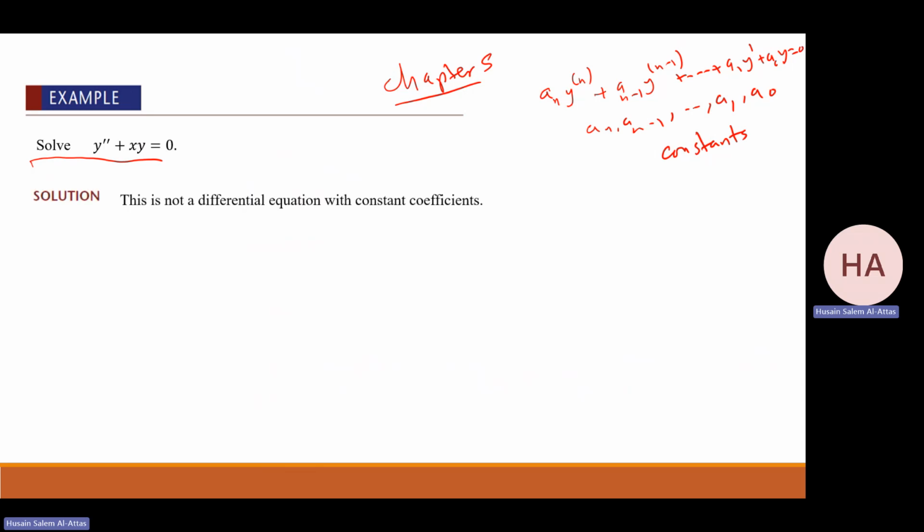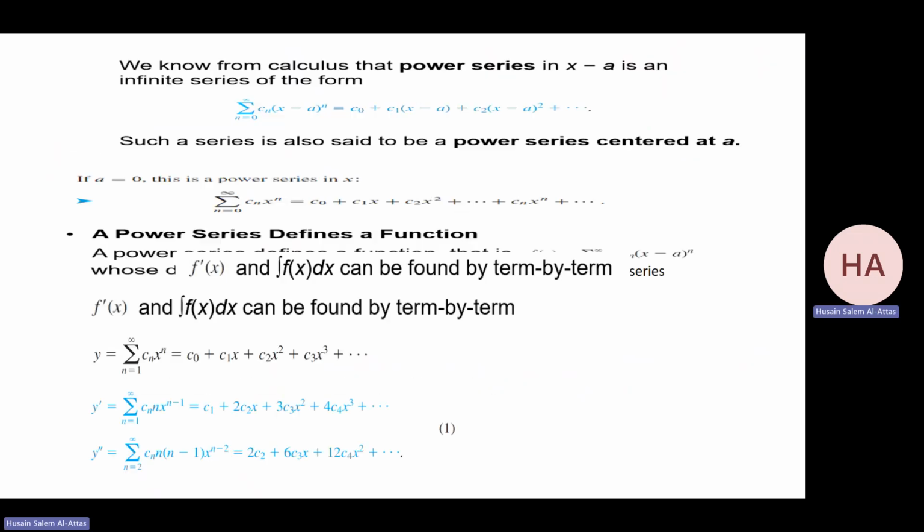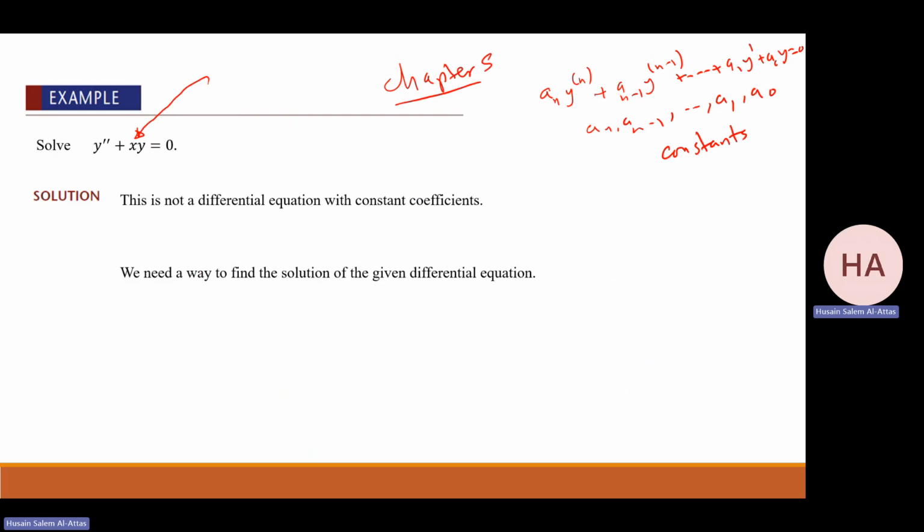Now, in this chapter, we're talking about differential equations where some of the coefficients are not constant. And by the way, also if it is constant, we can solve it. And I'll show you an example. This is not a differential equation with constant coefficients. So we need a way to find the solution, which is through the series solution.